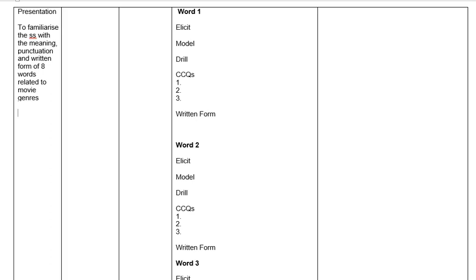In terms of timing, it shouldn't take you longer than 2 minutes per word. So this stage should not be longer than 18 minutes in total.